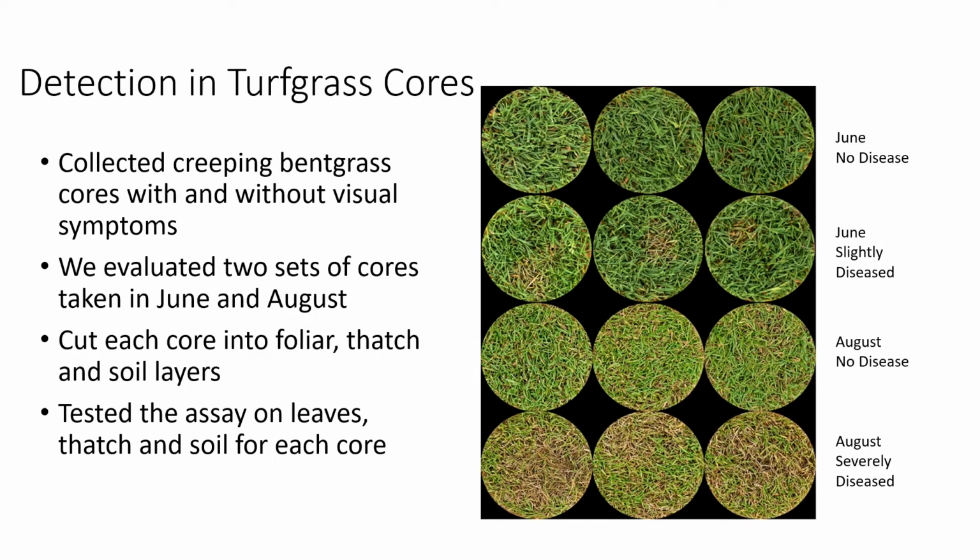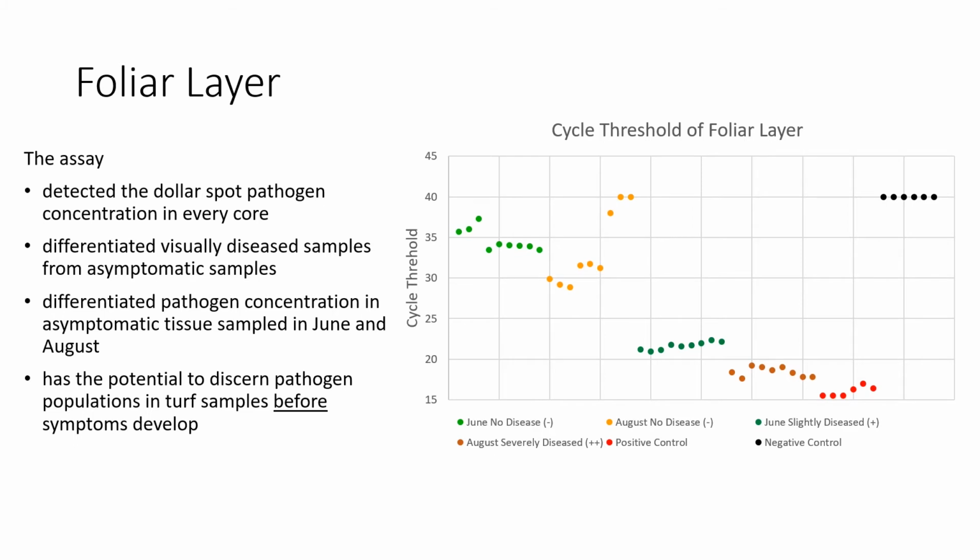I have evaluated creeping bentgrass cores that did or did not have visual symptoms in June and August. I separated each core into foliar, thatch, and soil layers and tested each for the amount of pathogen using the qPCR method. The results from the foliar tissue layer indicate that the dollar spot pathogen was present in every core, and as expected, diseased cores had a greater pathogen concentration than asymptomatic cores. The fact that I was able to detect the pathogen in asymptomatic cores indicates there is potential to track the pathogen in turf before symptoms appear.